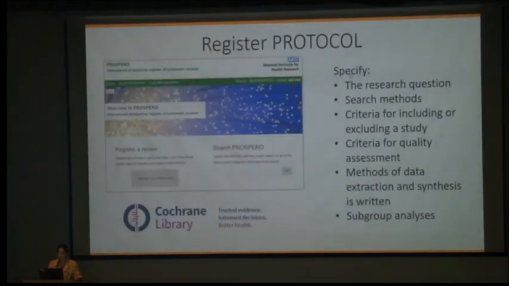So the research question, the search methods that you will employ, the criteria for including or excluding a study, which I told you comprises the PICO question and study design, the criteria for quality assessment, methods for data extraction and synthesis, and if you intend on doing any subgroup analysis, you must pre-specify this in the protocol. It must be a part of your protocol. If you're writing a Cochrane review, then they actually have their own database. So that's the Cochrane Library.